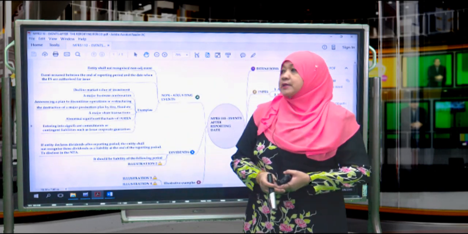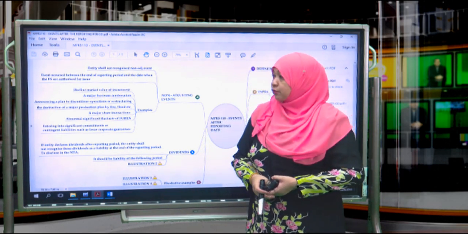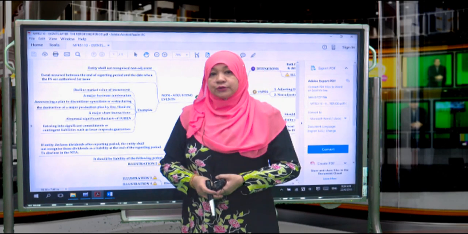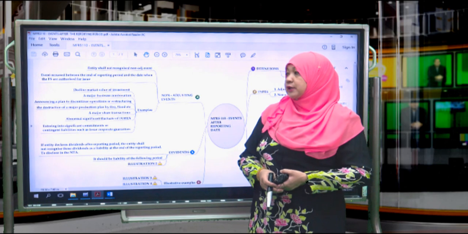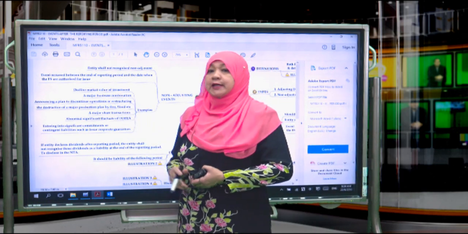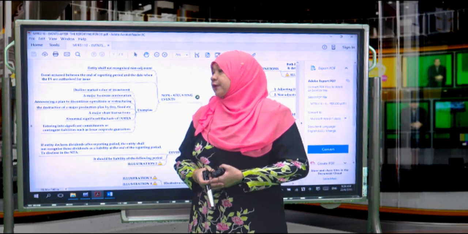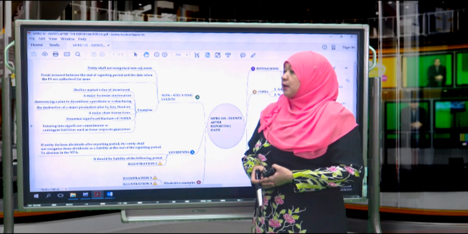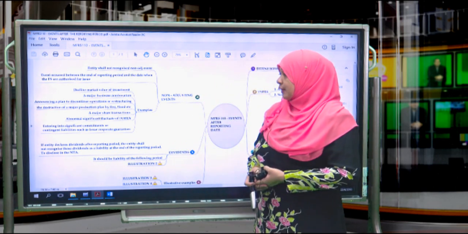If a company is facing some difficulties in managing the business, or decided to discontinue an operation or do a restructuring of an operation, then that is considered a non-adjusting event. So we do not need to adjust the figures in the financial statements. However, we do need to disclose it in the notes to accounts.